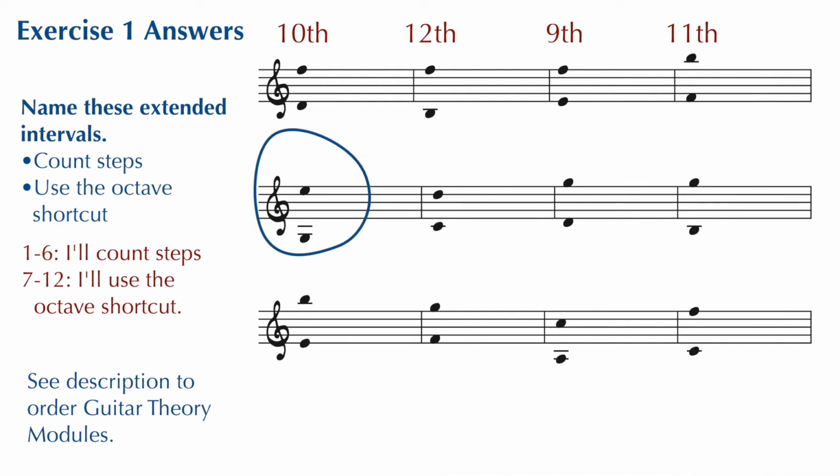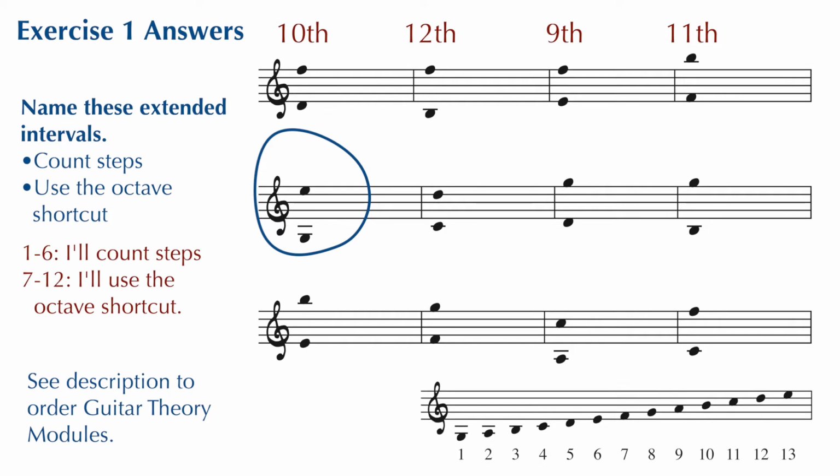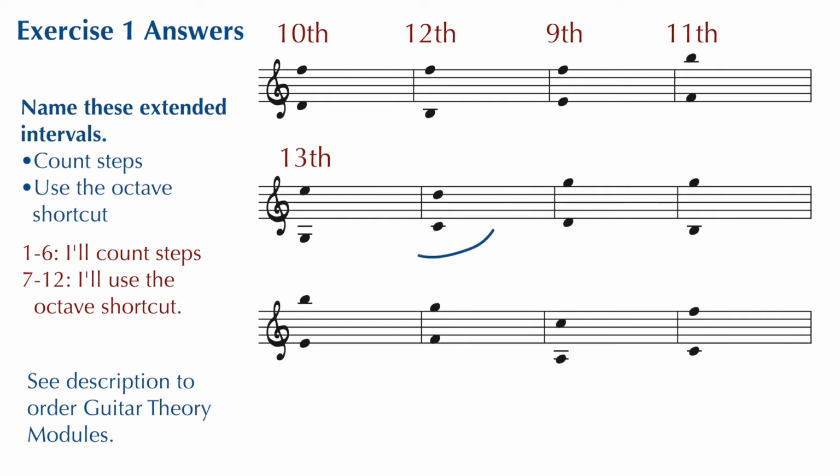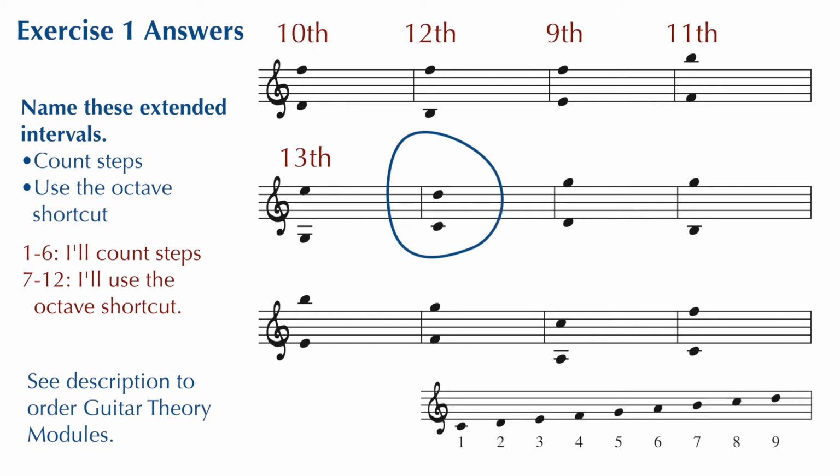Number 5, low G to this E. Counting the notes, we have 1, 2, 3, 4, 5, 6, 7, 8, 9, 10, 11, 12, 13. So from this low G to this E is a 13th. Number 6, C to D. Start counting from C. We have 1, 2, 3, 4, 5, 6, 7, 8, 9. So from this C to this D is a 9th.